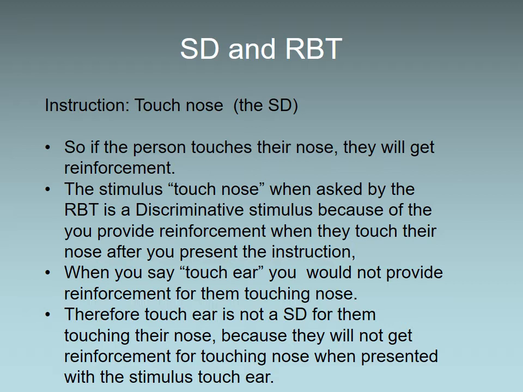So, let's say you give the instruction, touch nose. That's the SD. If the person touches their nose, they will get reinforcement. The stimulus, touch nose, when asked by the RBT, is a discriminative stimulus because you will provide reinforcement when they touch their nose after you present that instruction. However, when you say touch ear and they touch their nose, you would not provide reinforcement. Therefore, touch ear is not an SD for them touching their nose, because they will not get reinforcement for touching their nose when presented with the stimulus, touch ear.